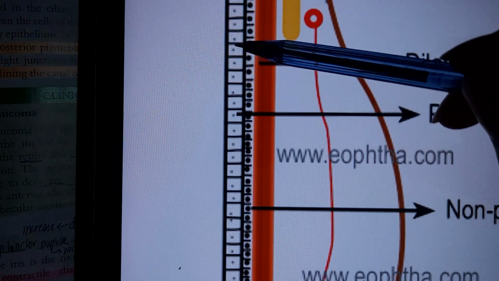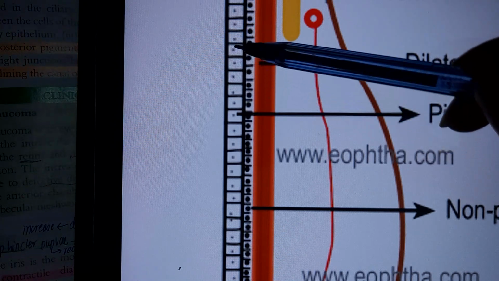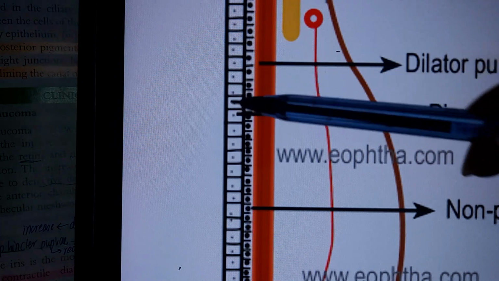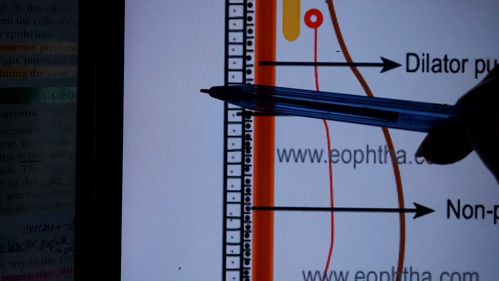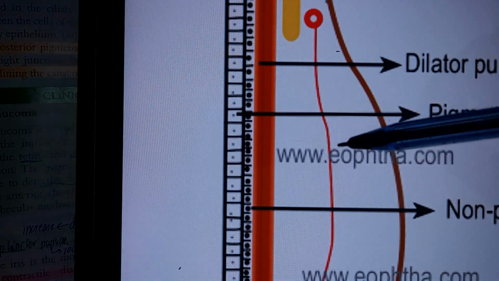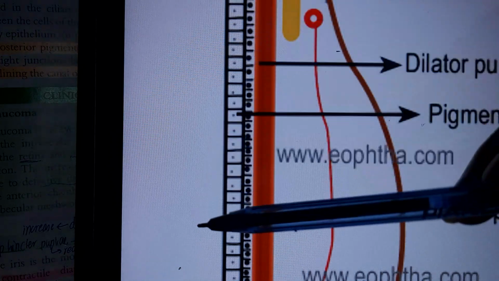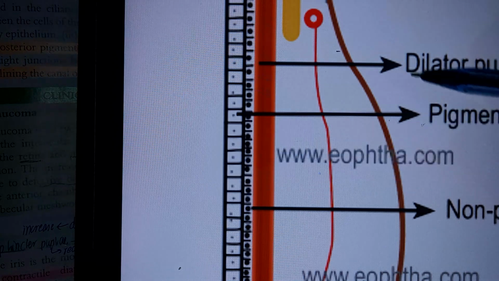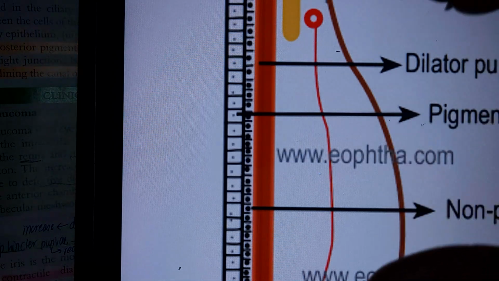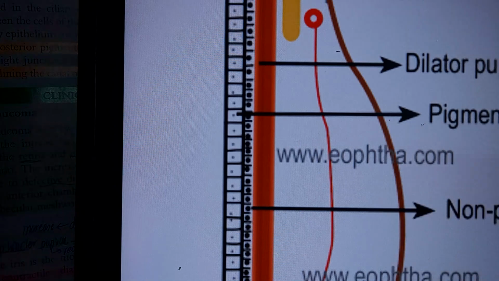Now this posterior pigmented epithelium also has tight junctions, so it constitutes the blood aqueous barrier and does not allow the aqueous humor to travel from the posterior chamber to the anterior chamber through this pathway. Rather, the only pathway for the aqueous humor to move from the posterior to the anterior chamber is through the opening of the iris, that is the pupil.